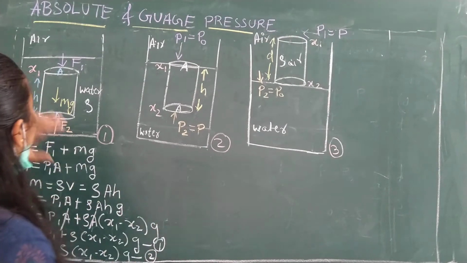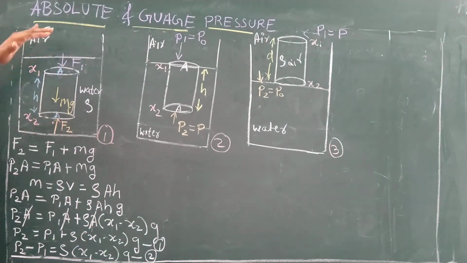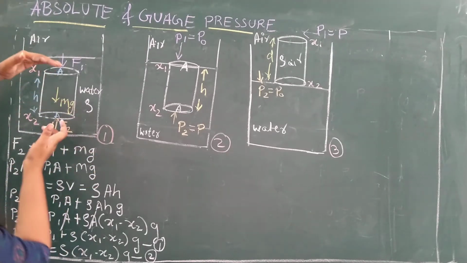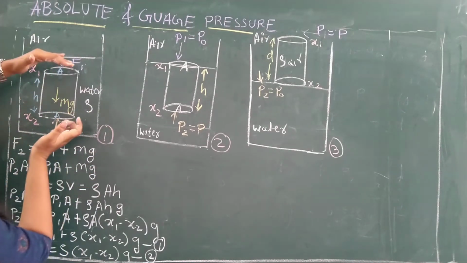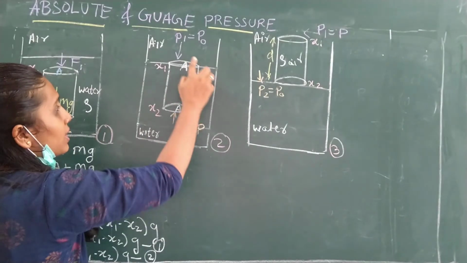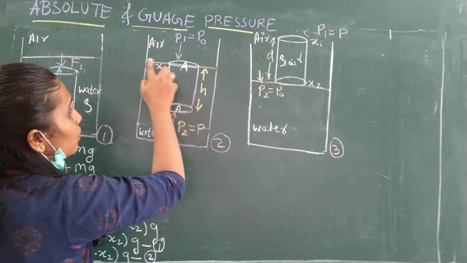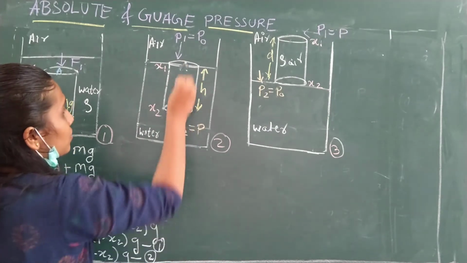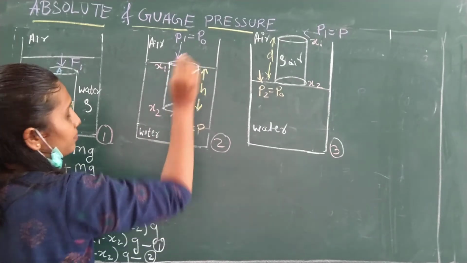Now in second case, what is the difference? This liquid column was completely deep inside your fluid. Now here I have shifted this imaginary liquid column to the surface of your fluid, means the top surface is lying at the surface of this fluid, having cross section area A.